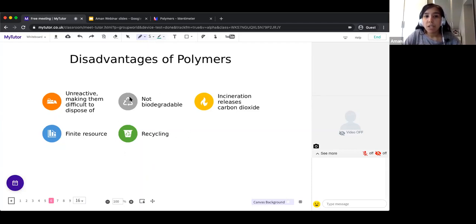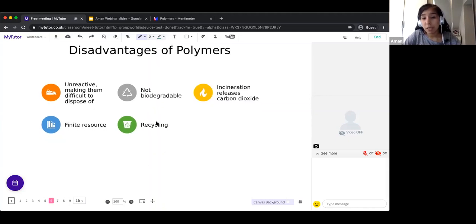And then finally, recycling. It used to be a big topic in the old GCSE syllabus. They still tend to ask about it, and you do need to know about recycling. With recycling, although it's a great thing, there is a lot of energy wasted. First of all, the polymers have to be melted to be recycled.